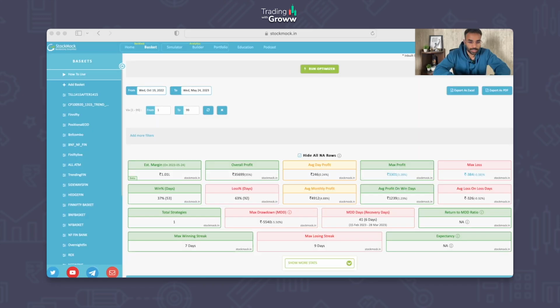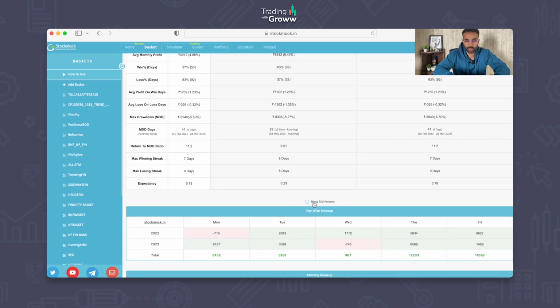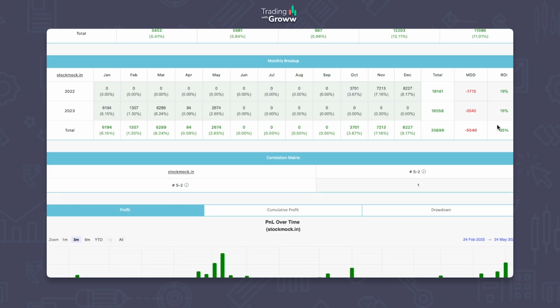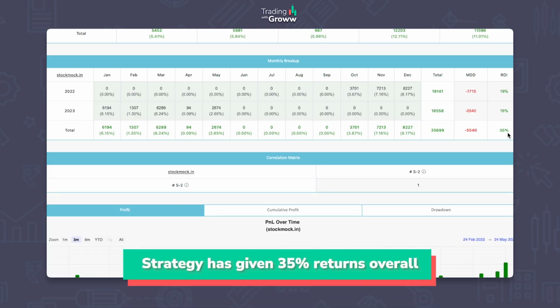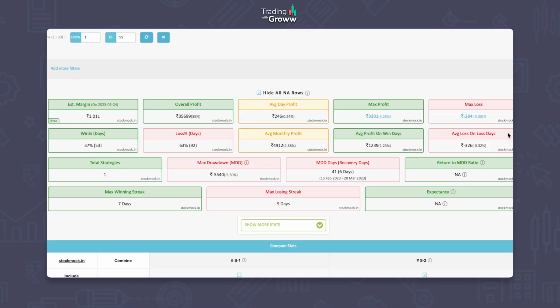So now let's look at the stats, the overall results of this trading strategy. This has given almost 35,000 in overall results. Let's look at the ROI percentage: 35% returns. So strategy 2 has given 35% returns overall. But the best part is, if you see here, the overall maximum profit versus maximum loss is 10 times higher. If your loss is 300 rupees, your profit is 3,000 rupees. So the maximum loss is very, very minimal.